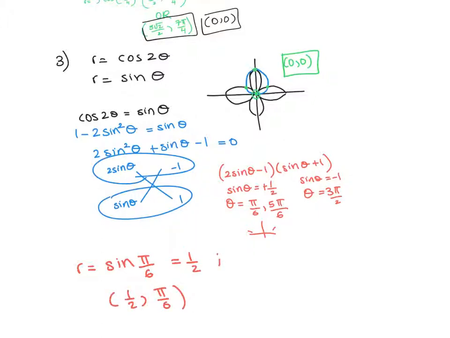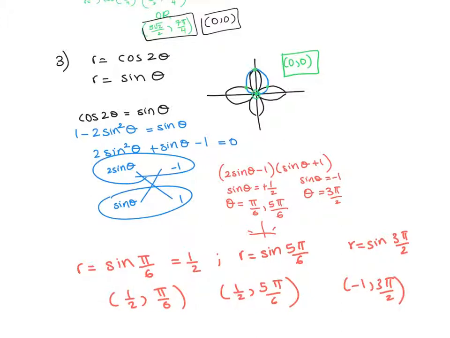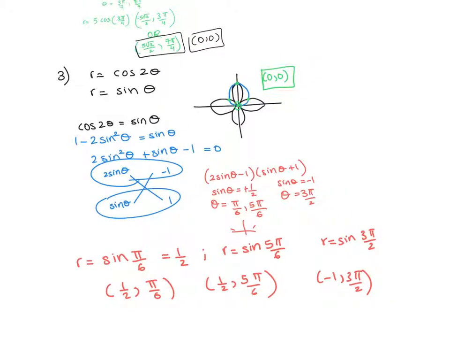And if you plug in r equals sine 5 pi over 6, that's going to give me also half, 5 pi over 6. Now if you plug in 3 pi over 2, that's going to give you -1. So -1, 3 pi over 2, and then the phantom point, which is 0, 0. So there you go. These are your 4 points of intersection. Now for more practice, work on your simultaneous solution worksheet.